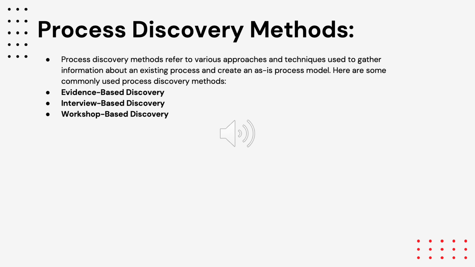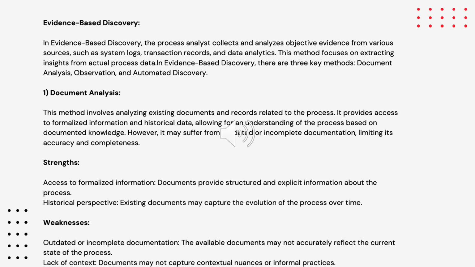In the next slide, we're going to discuss the different process discovery methods. In this slide, we're going to discuss evidence-based discovery and its strengths and weaknesses. In evidence-based discovery, the process analyst collects and analyzes objective evidence from various sources such as system logs, transaction records, and data analytics. This method focuses on extracting insights from actual process data. In evidence-based discovery, there are three key methods: document analysis, observations, and automated discovery. We're going to discuss the three key methods separately, along with their strengths and weaknesses.